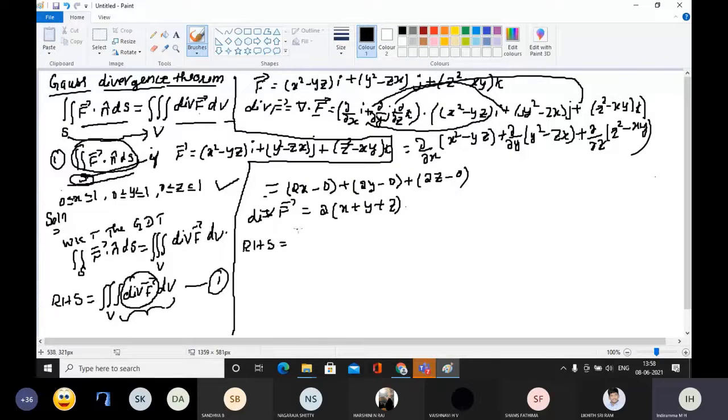Now we have to consider the RHS. RHS is equal to the triple integral over the volume V. What is div f we got? 2 of (x plus y plus z). What is dV nothing but?